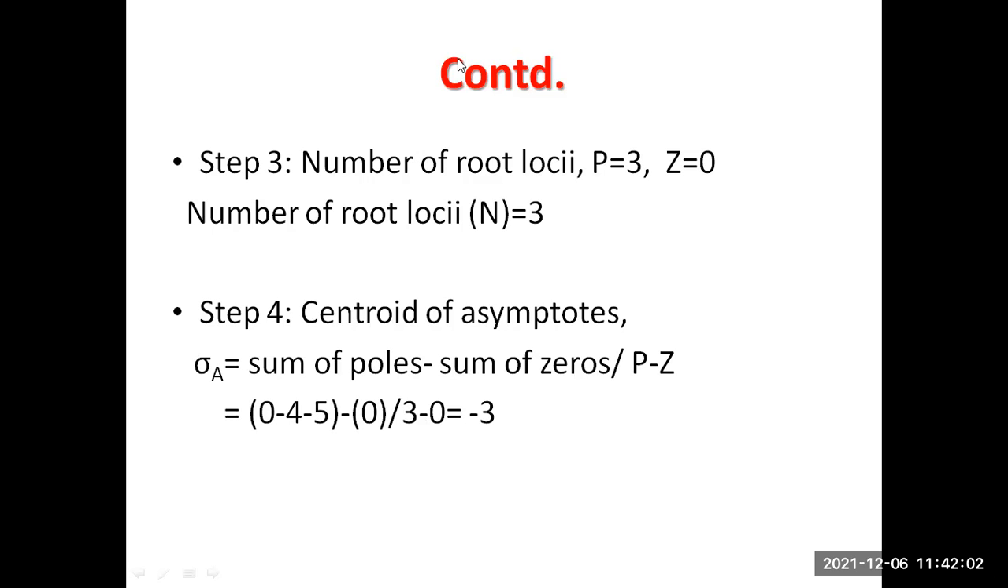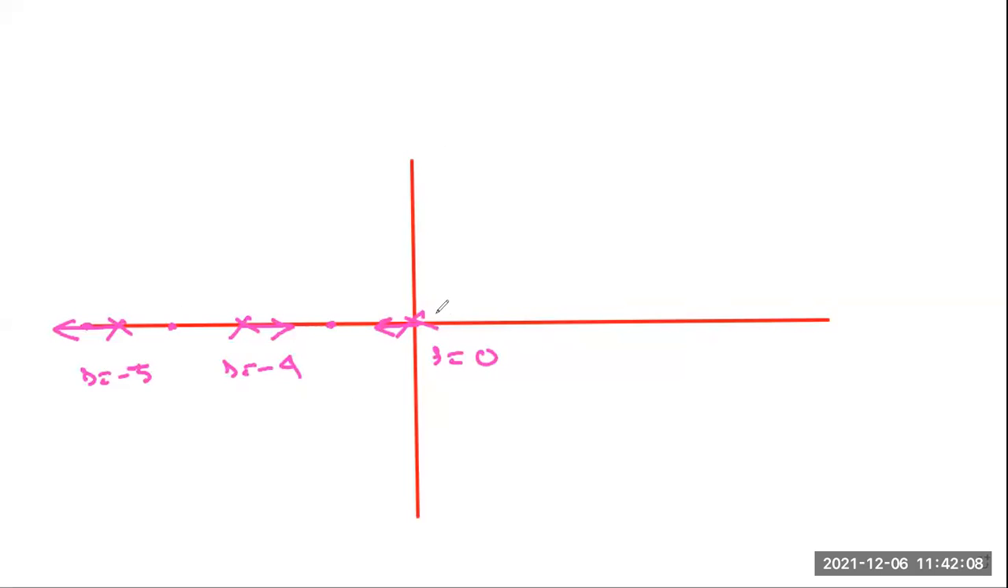Okay, how is it 3? So this is one root locus, this is a second root locus, and this is the third one. They are moving. So yet they have not actually terminated.